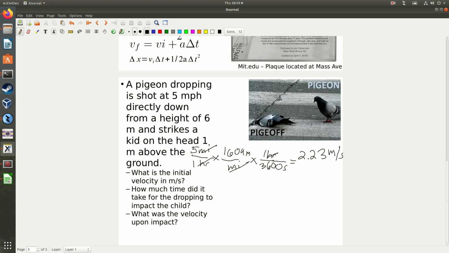Now, I'm going to erase this real fast here. Now, we know that the initial velocity is 2.23 meters a second, but I did say that it's going directly down. So your initial velocity is actually going to be a negative 2.23 meters a second. The speed is 2.23 meters a second, but the velocity is negative since it's going downwards.